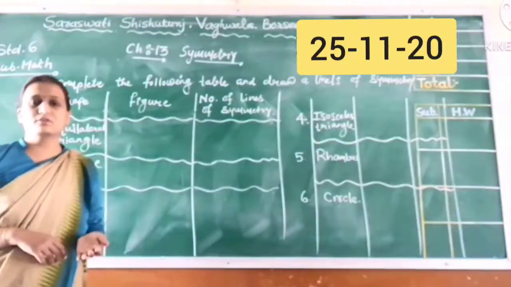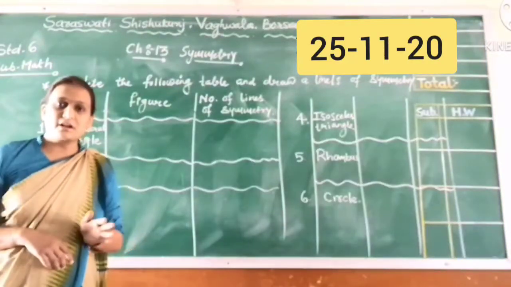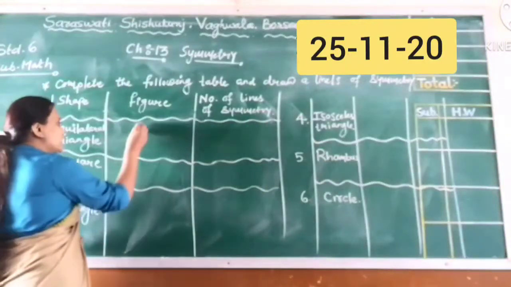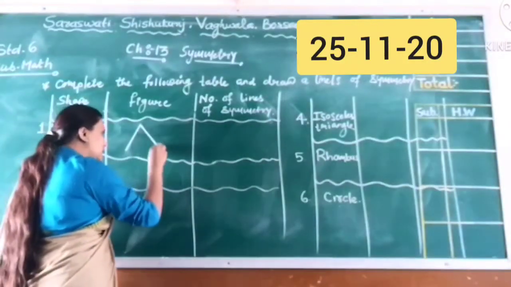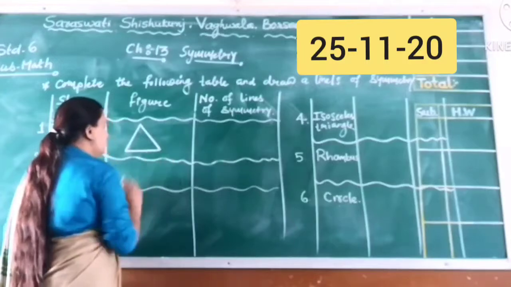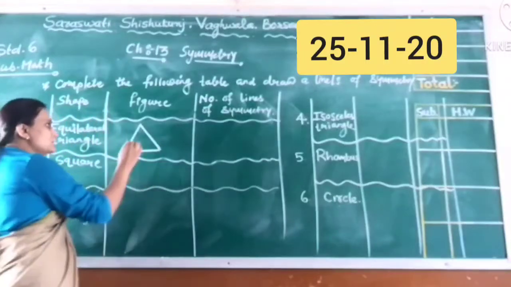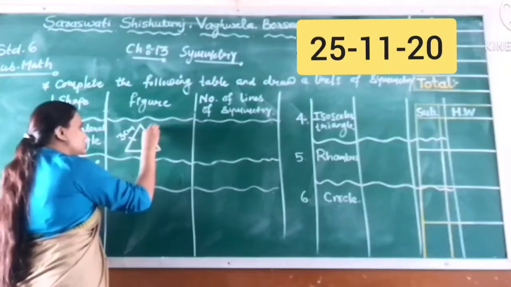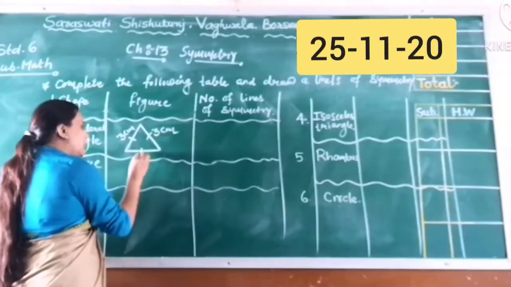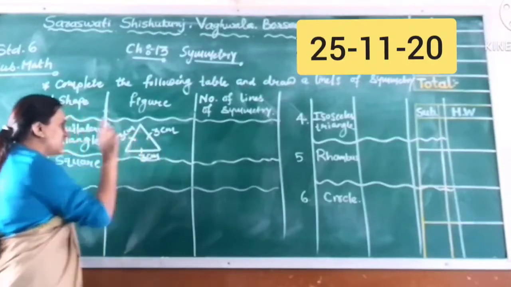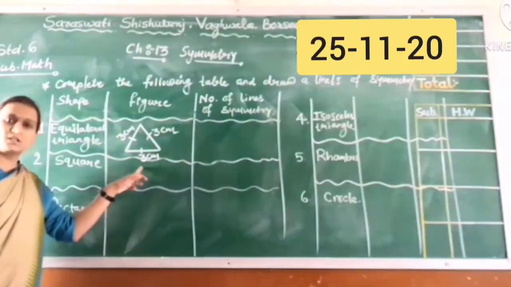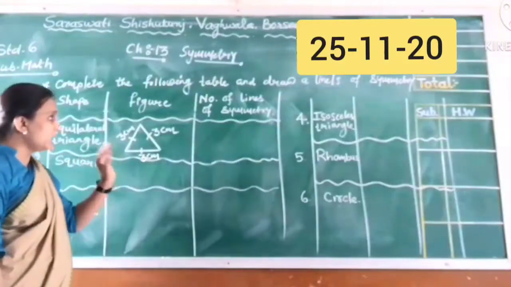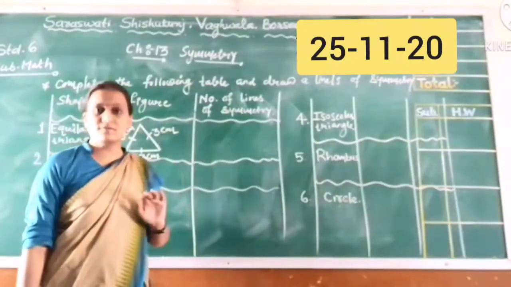What is the meaning of equilateral triangle? Equilateral triangle means all sides are equal. Okay, so let us draw a figure. Here you can see one figure. Suppose all the sides are 3 centimeters each. So all sides have equal measurement of 3 centimeters. That's why it is known as an equilateral triangle. Now we have to find the number of lines of symmetry.